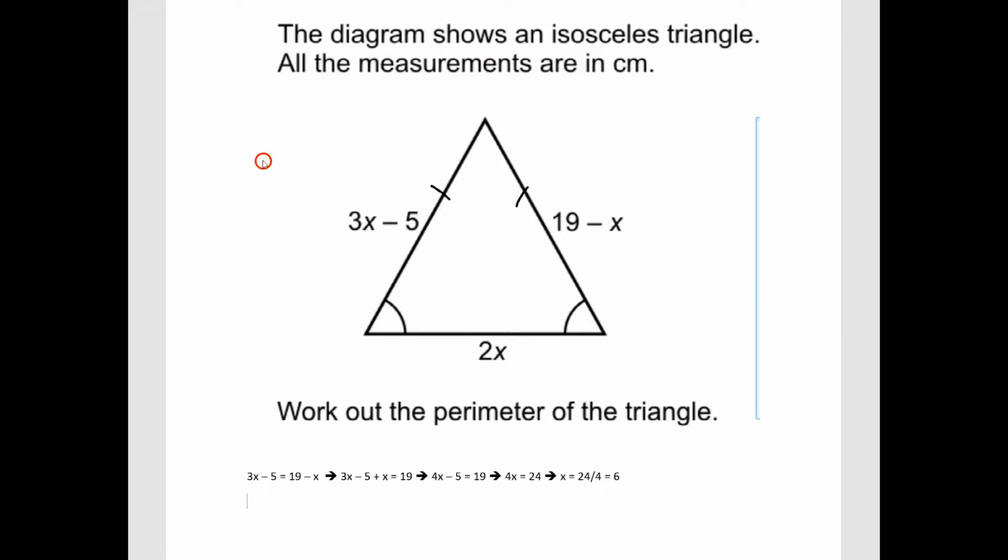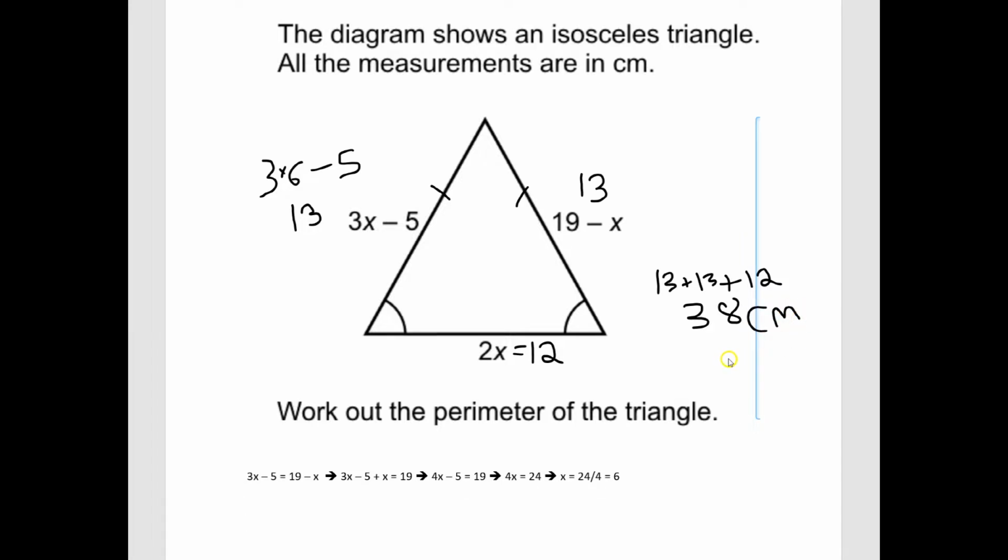To work out the perimeter of the triangle, I need to work out expressions for each of the sides. So we have 3x, so 3 times 6, take away 5. Now, 6 times 3 is 18, take away 5 is going to be 13. So this side is 13 centimeters. 19 take away 6 is also 13, which is what we'd expect because it's isosceles. So we have two sides of length 13, and then finally 2x. Well, I've got 2 times x is 6, that's 2 times 6 is 12. So to work out the perimeter, we would do 13, add 13, add 12. So 26, 38 centimeters.